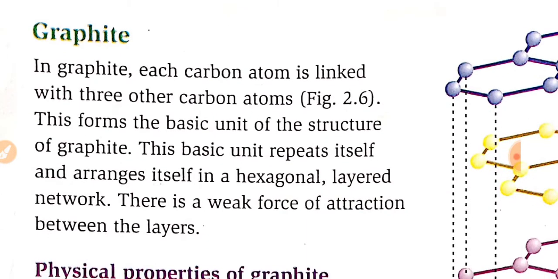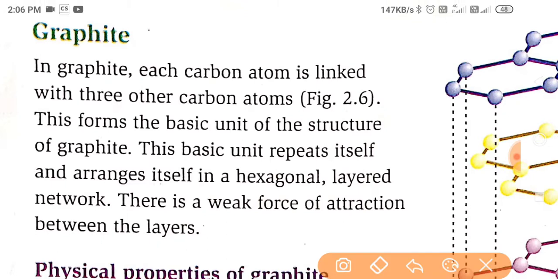In graphite, each carbon atom is linked with three other carbon atoms. This forms the basic unit of the structure of graphite. This basic unit repeats itself and arranges itself in a hexagonal layered network. As diamond is octahedral, graphite is hexagonal. There is a weak force of attraction between the layers.